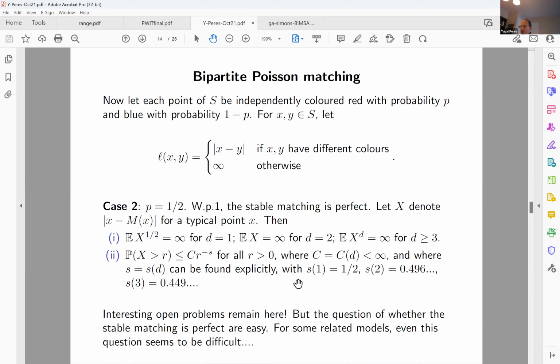So that is one open problem: to understand how many moments the matching distance has in bipartite matching in higher dimensions. But I'm not going into that right now. And what is easy to prove is that the matching is perfect. All points get matched.